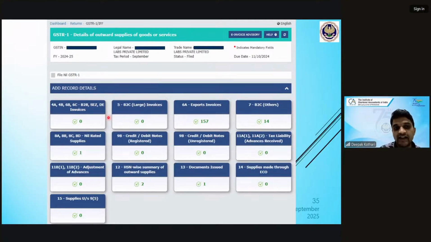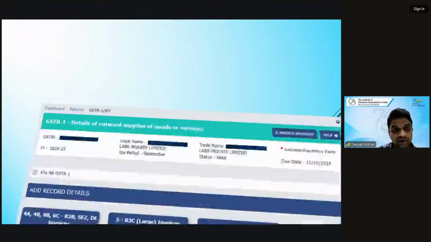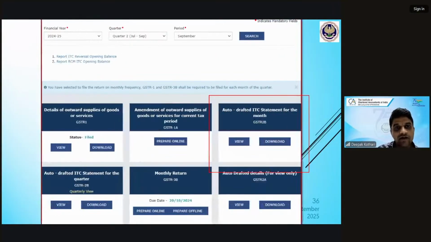When you open the GSTR1, you'll see that various tabs will appear, meaning where to give which details. For example, here we have to give B2B invoices. Then you have to mention the B2C invoices. I'm sure by now you know what B2B and B2C are, right? So B2B invoices, B2C invoices, export invoices, and other categories of invoices. In those respective categories, you will mention them. Respective tables are there, and you will put the details over there. Then that will get filed. Once the GSTR1 is filed, your status will show as filed.